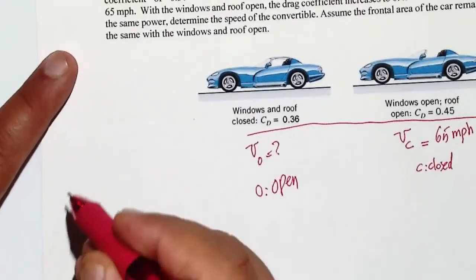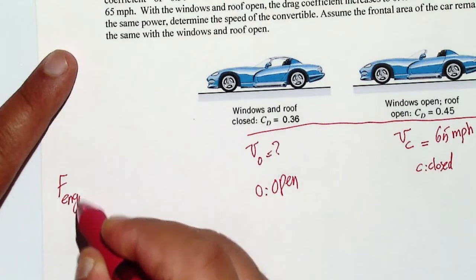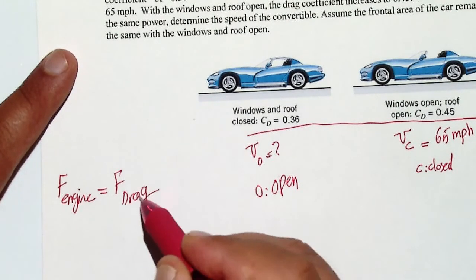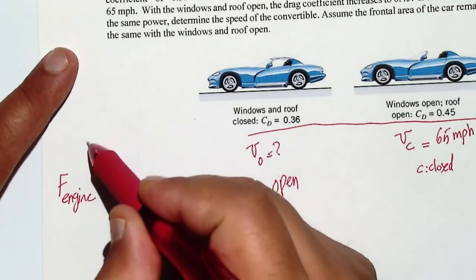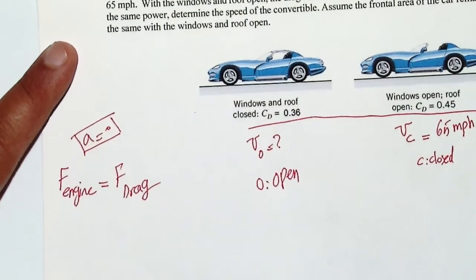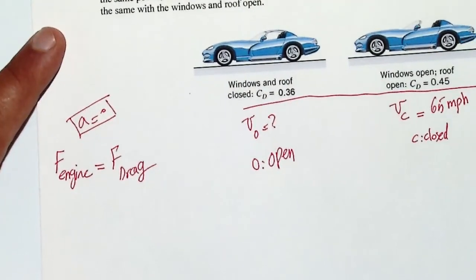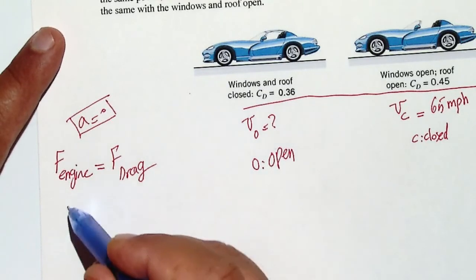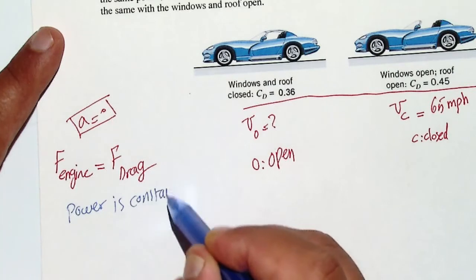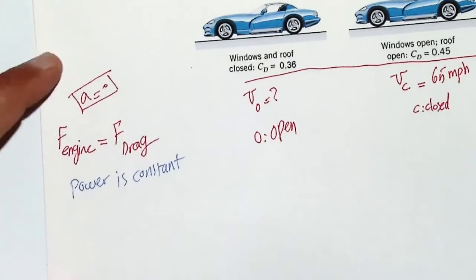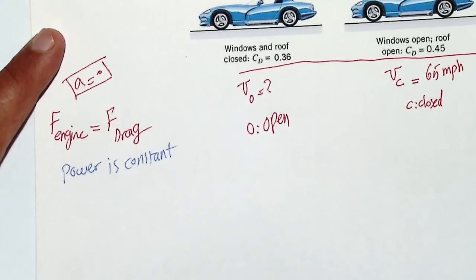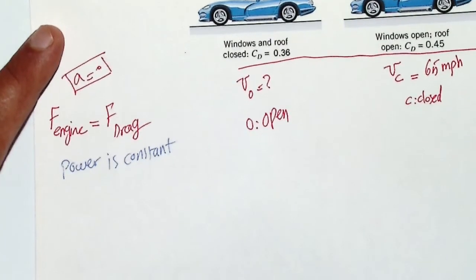So first you have to assume that F of the engine has to be equal to F drag, the drag force. Why? Because you don't have any acceleration. That's the force balance. The second one is that power is constant in both situations. Only velocity changes, and it has to change because you have the same power and a different force balance.